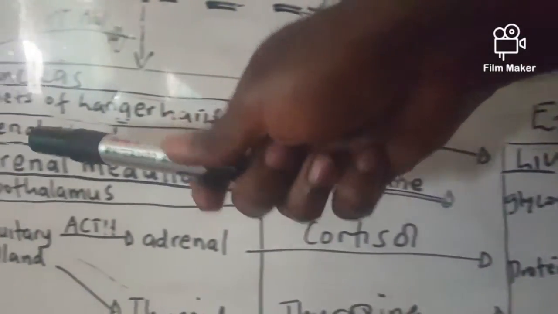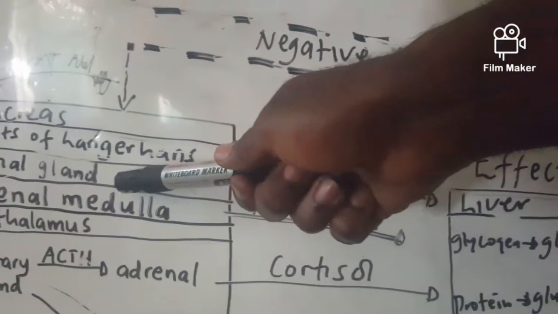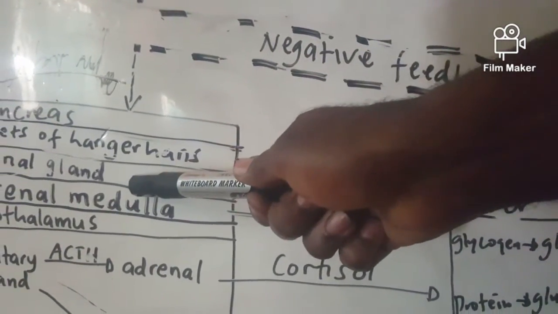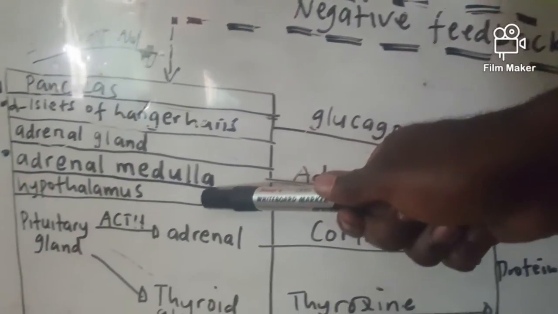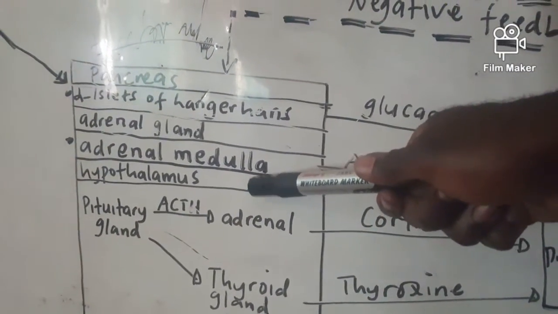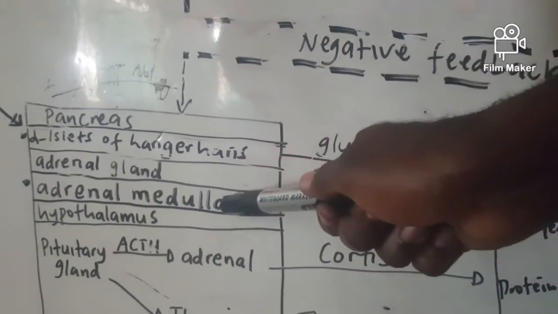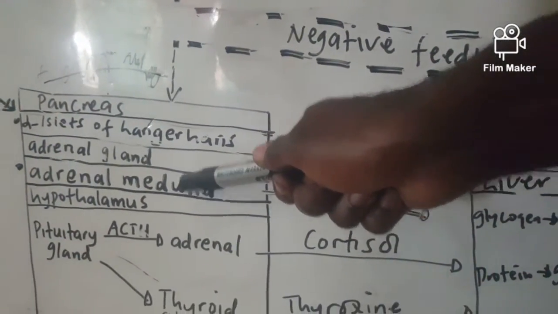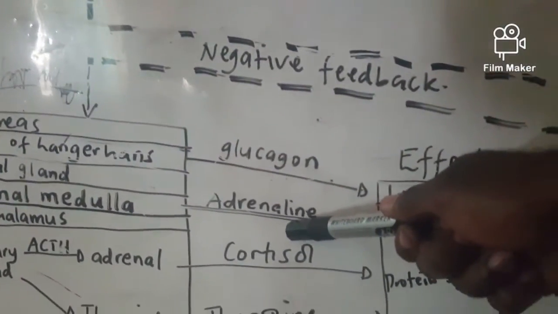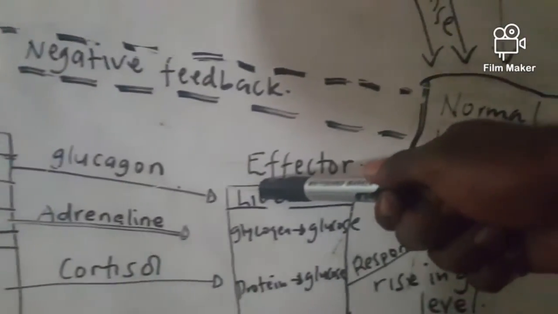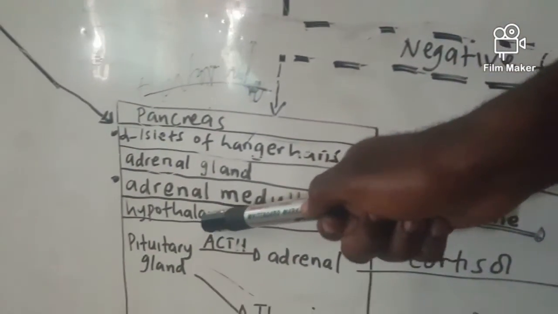But not only that, the adrenal gland is also stimulated, and it produces adrenaline from the adrenal medulla. The adrenal medulla is part of the adrenal gland, which releases adrenaline to the effectors. But also remember, we looked at the hypothalamus.